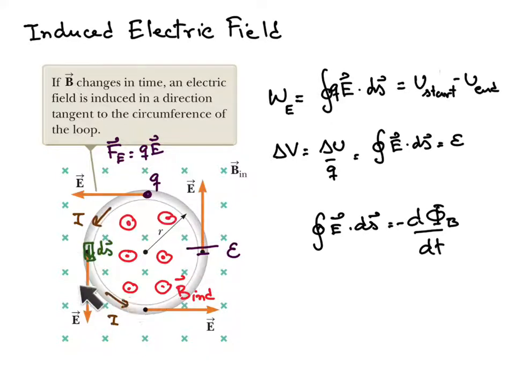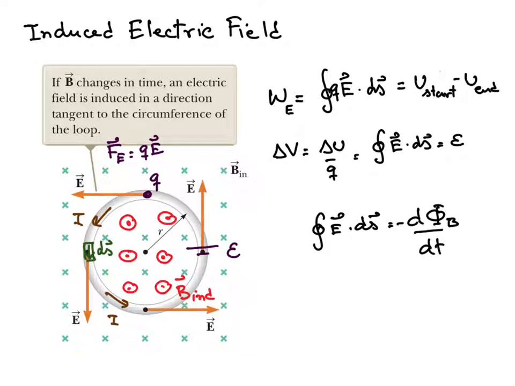This is not necessarily circular, but for simplicity, we can say that we have a wire loop here, and we place this wire loop in the region with a magnetic field that changes in time. Let's assume that at this moment the magnitude of the magnetic field is increasing, and the magnetic field points into the plane like this.